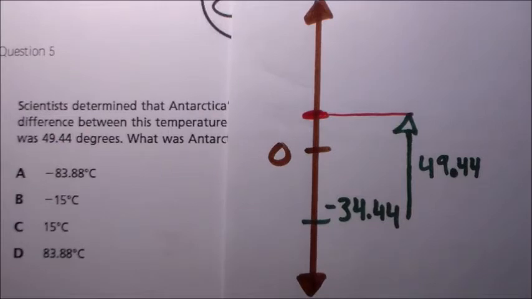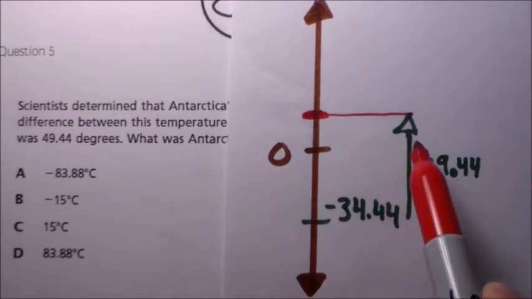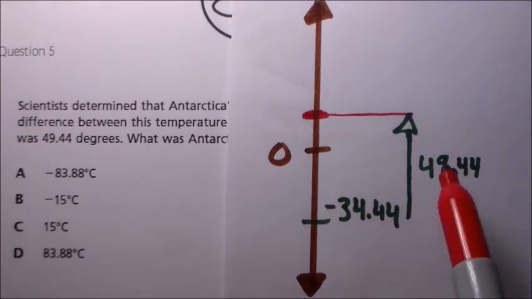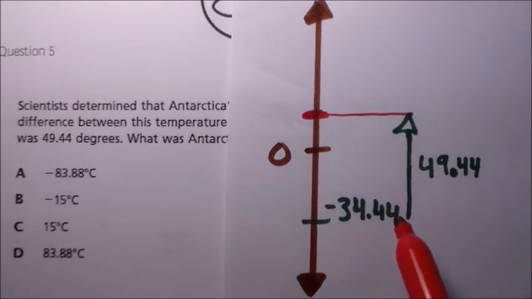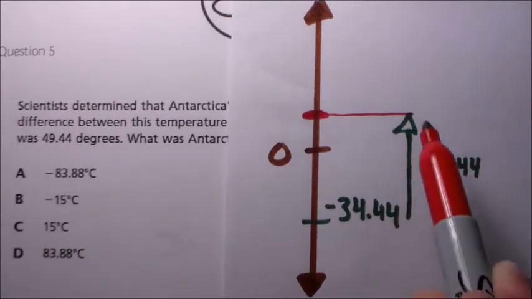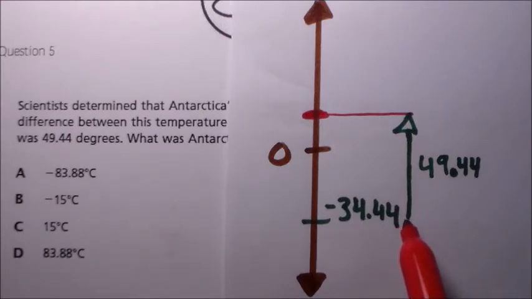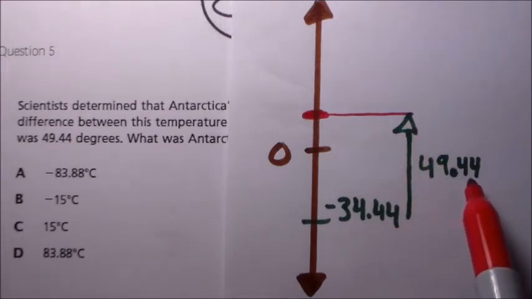And just by drawing it out, we know we have negative 34.44, and we have that plus, because the highest temperature is higher than the average low temperature. The highest recorded temperature is always going to be higher than the average temperature. Obviously, right? So you have negative 34.44 plus 49.44, and that'll get us to the answer.